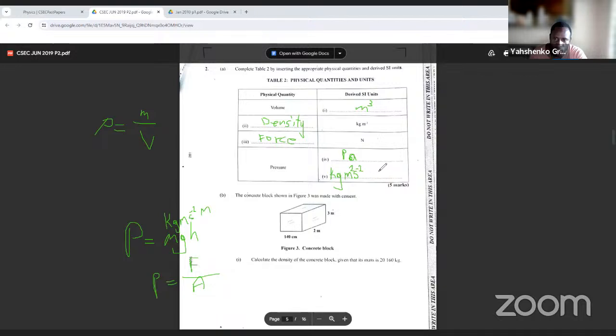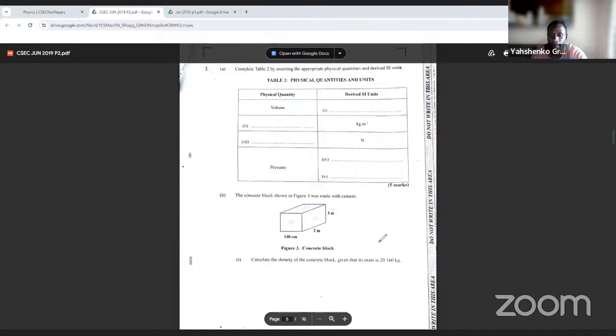All right, so that would be Newton per meter squared. Per meter squared. So scratch this. That's not what we want. Force per unit area. All right, let's clear all of that. You get 5 marks for doing all of that, by the way.